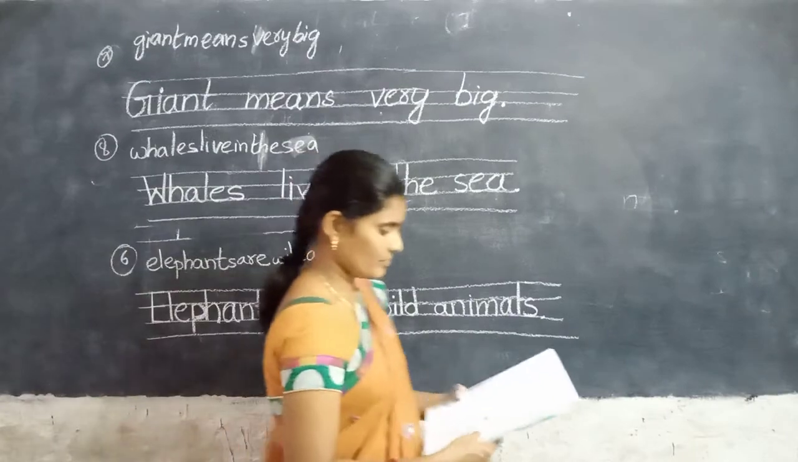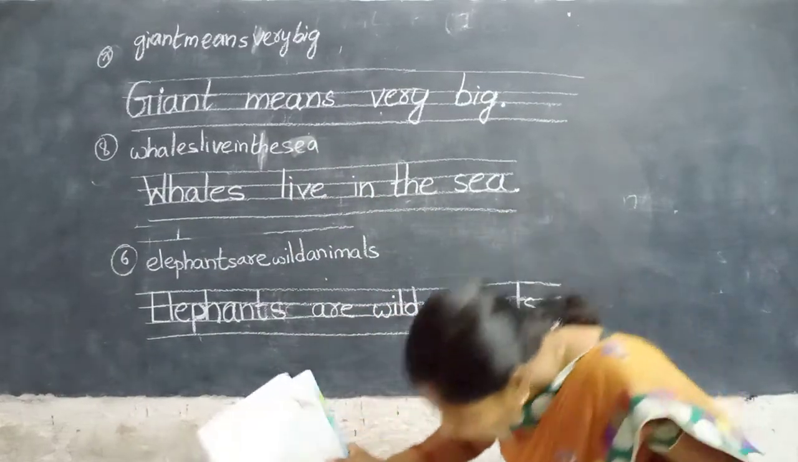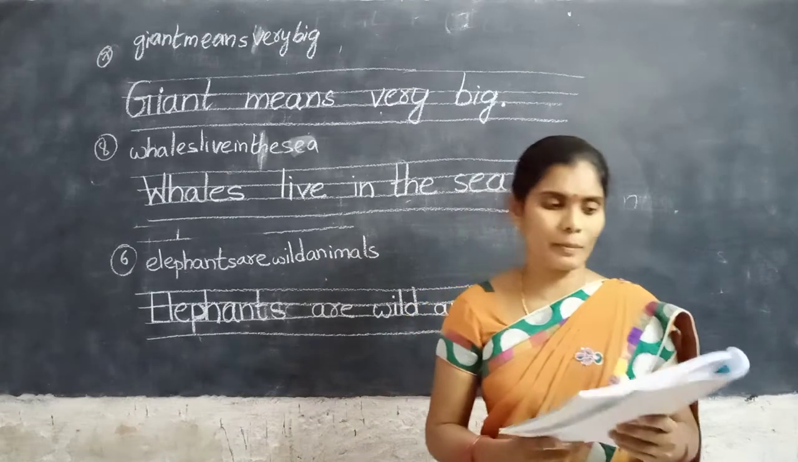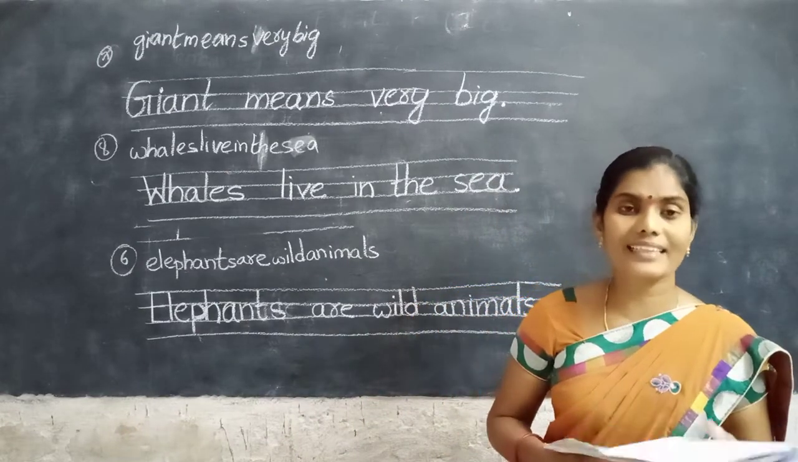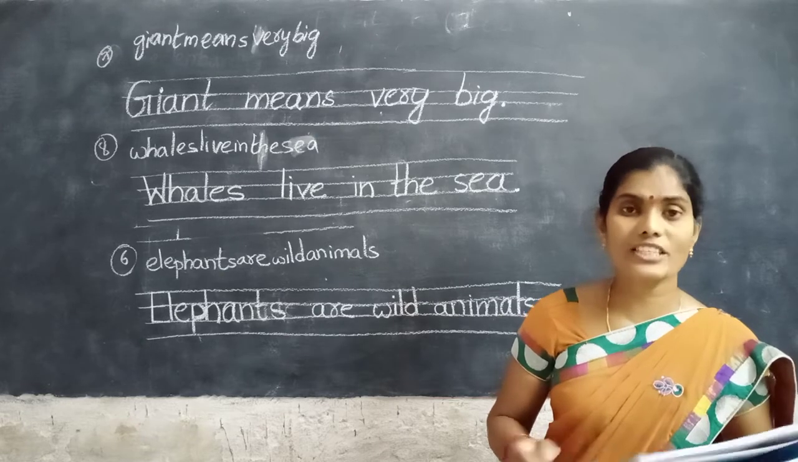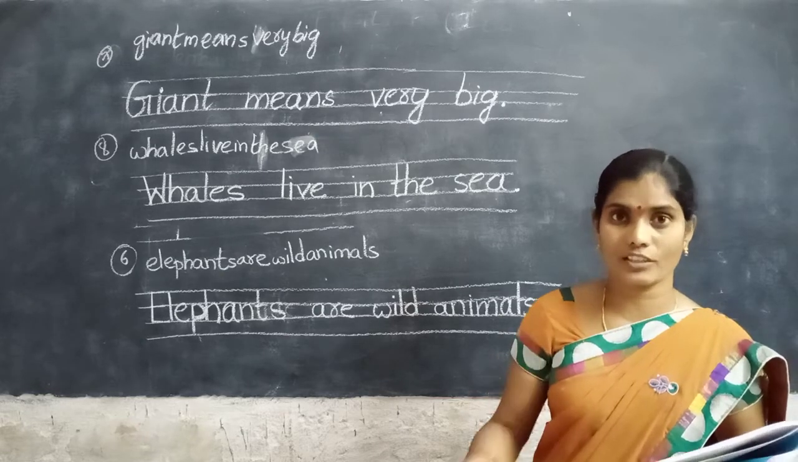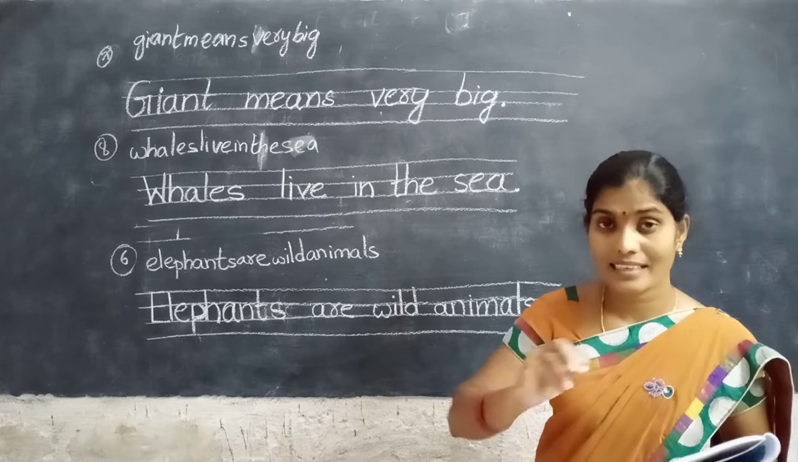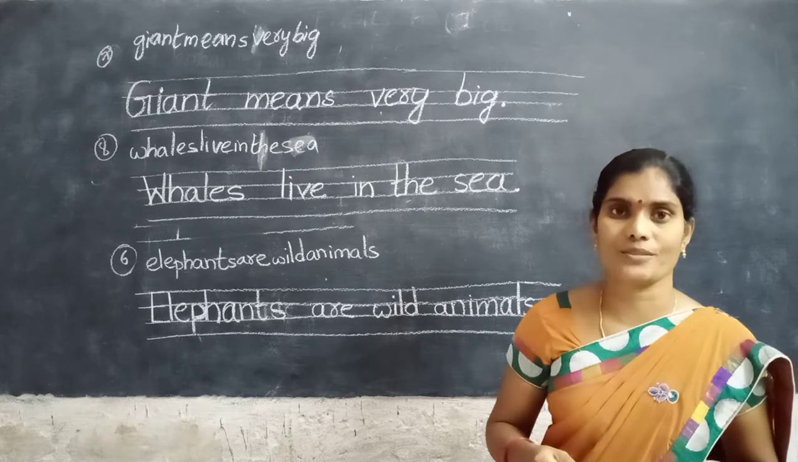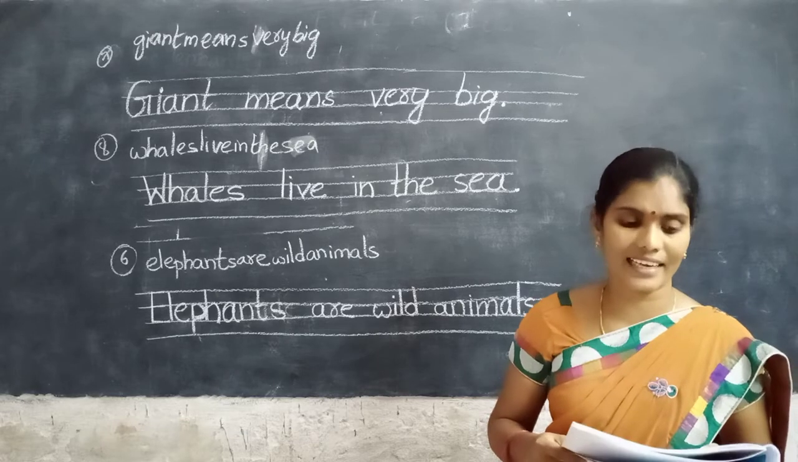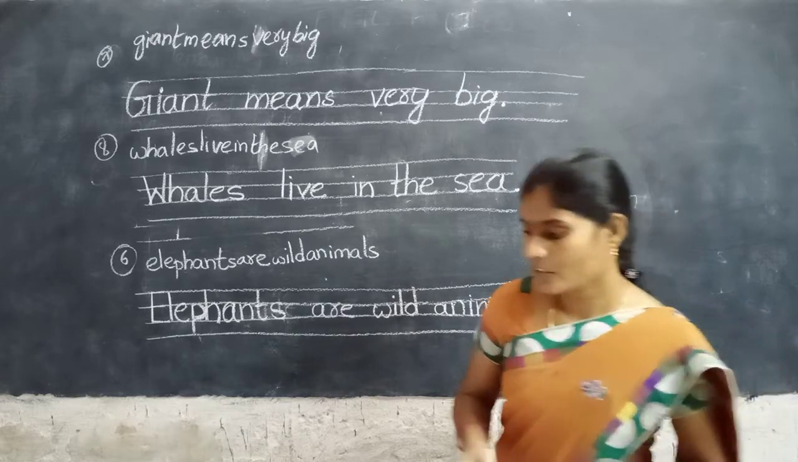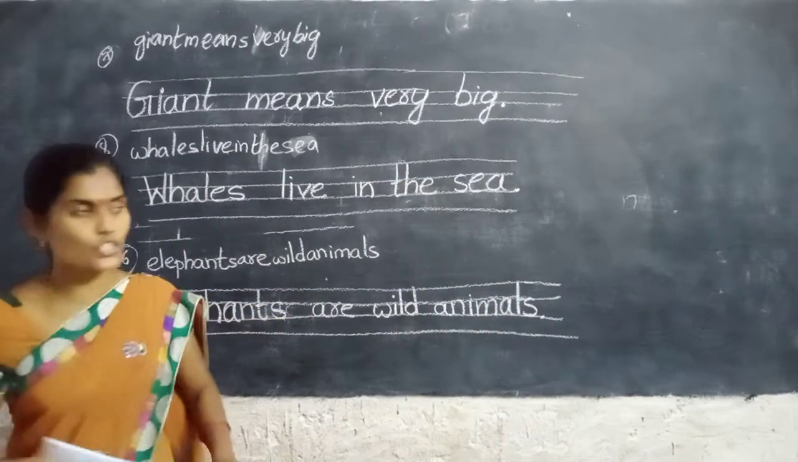Now, take next space. Underline the correct word. Underline the correct word with a highlighter or Biro. You have to underline. In the line, which is correct, you have to underline. The giraffe is the tallest or shortest animal.